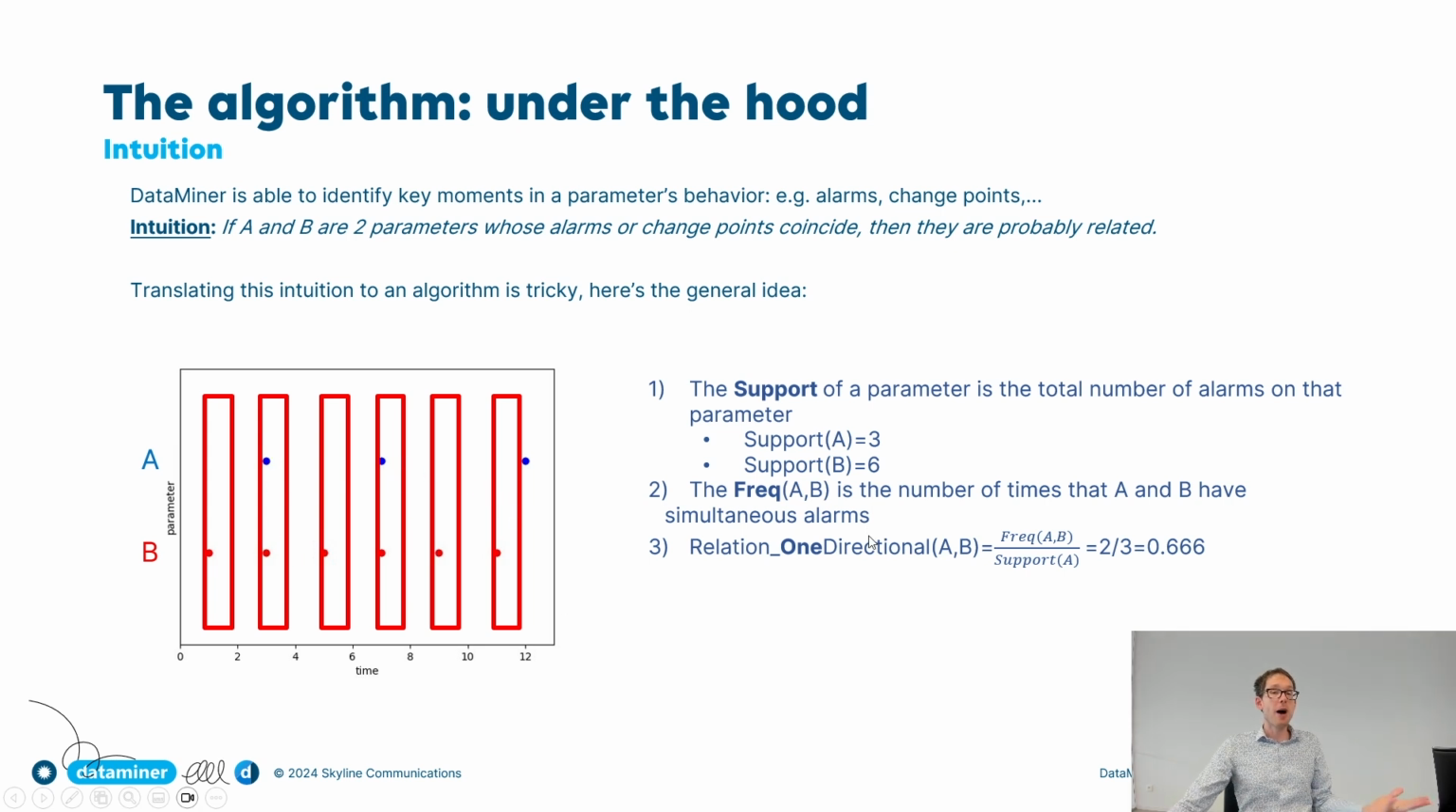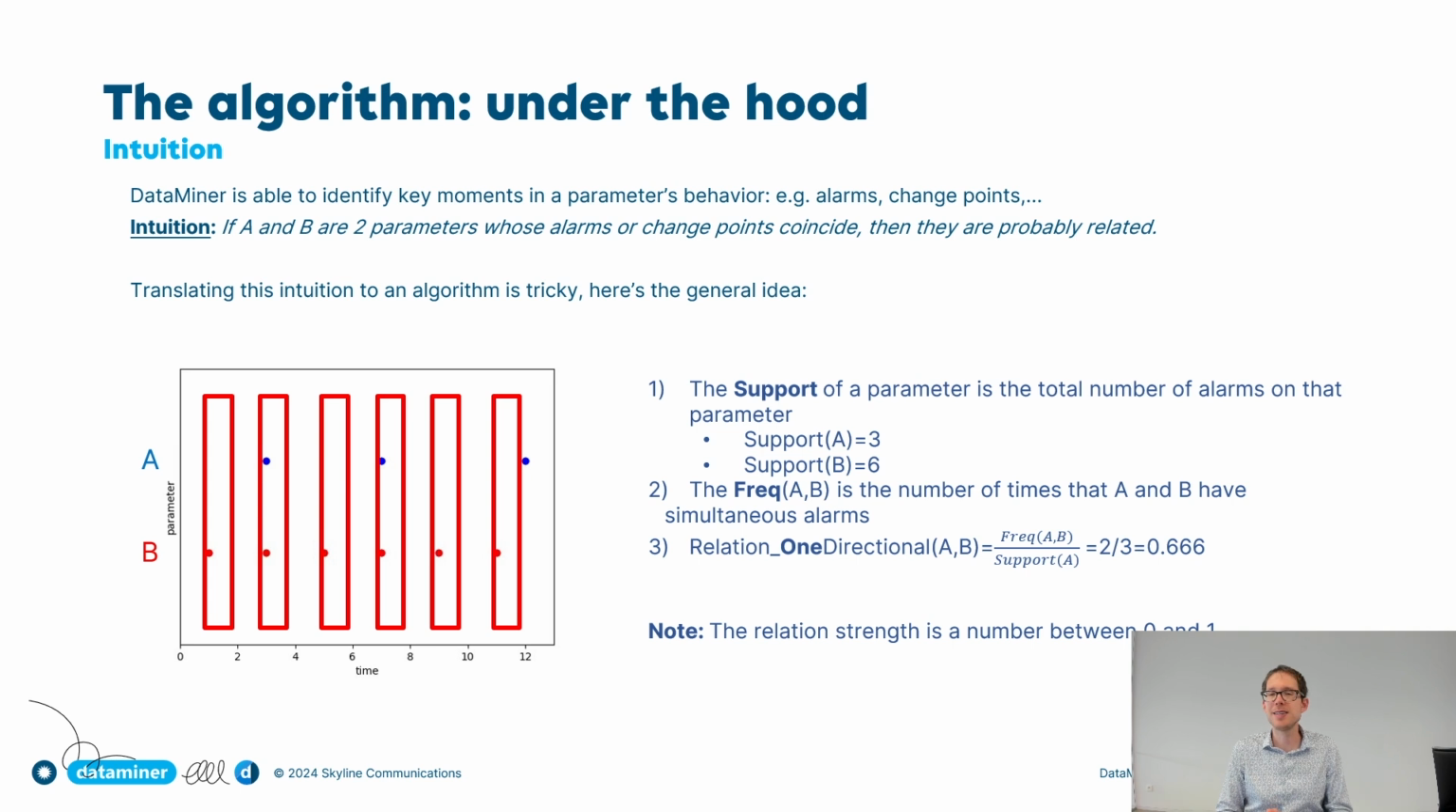Okay. Now, how do we define the relation then? Well, we define the relation between A and B as the frequency divided by the support. Said differently, it's the amount of alarms on A that coincide with an alarm on B divided by the total number of alarms on A. In this case, we see that 2 out of 3 alarms on A coincide with an alarm on B, and so we say that the relation strength is 0.666. Note that by definition, the relation strength is always a number between 0 and 1.